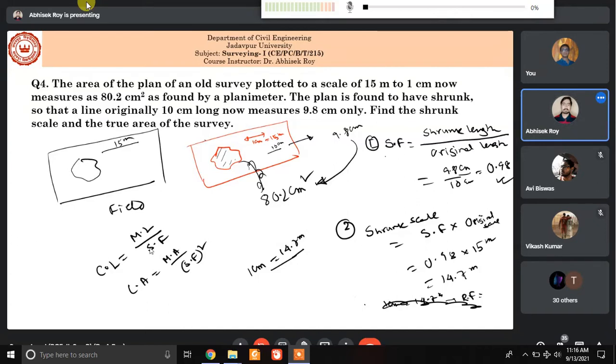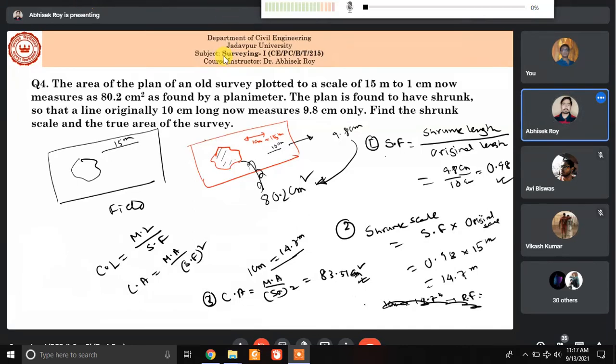So what you have to do? You have to measure the corrected area. So please measure the corrected area. Sir, 83.5068 centimeters, or 83.51 centimeter square. That will be the corrected area. So your corrected area will be simply measured area by SF, or shrinkage factor square. So obviously your area will be 83.51 centimeter square, right? That you are getting now.